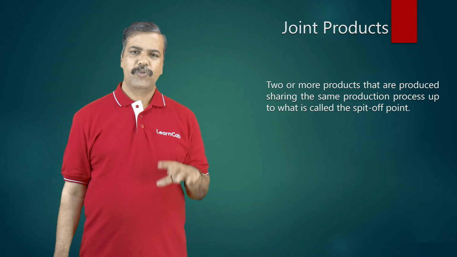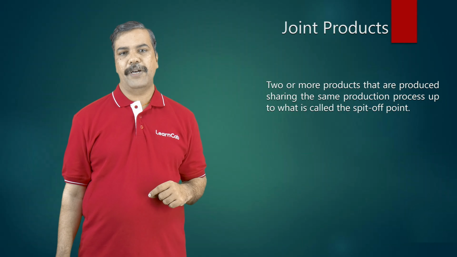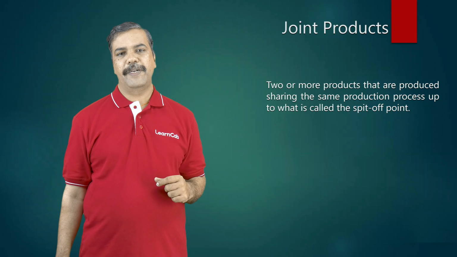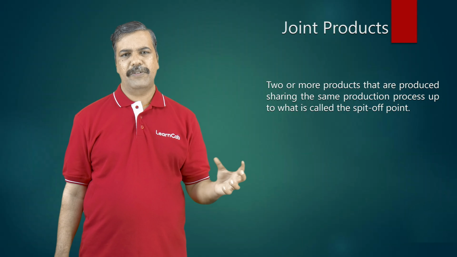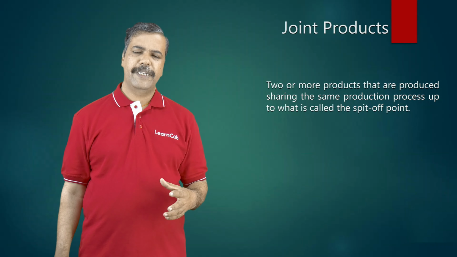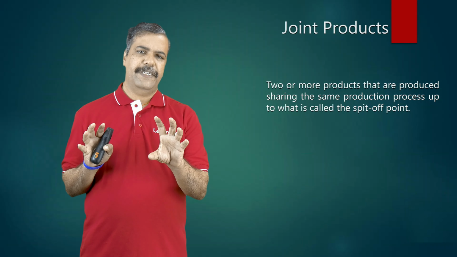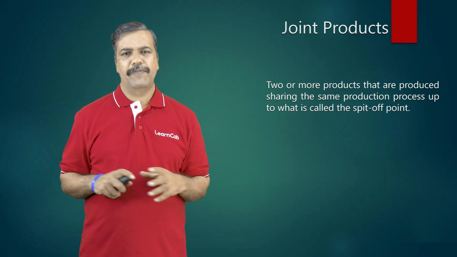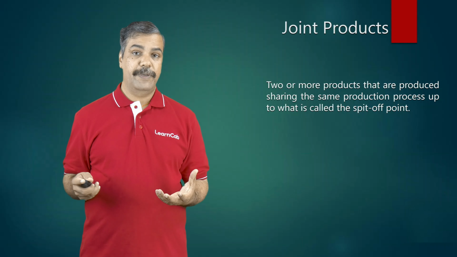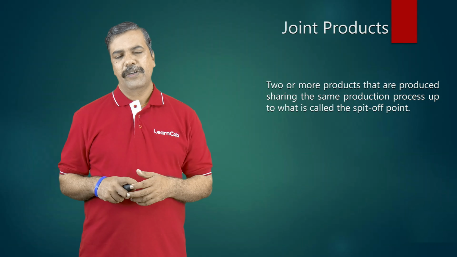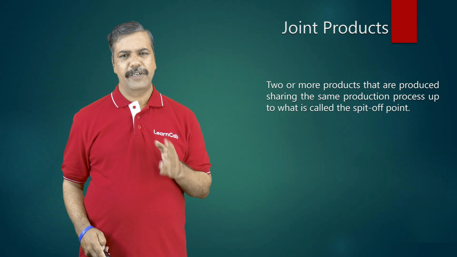So joint products are two or more products that are produced sharing the same production process up to what is called the split off point or separation point. It involves not only raw material but any other extra cost coming in that process. Everything will be incurred up to a certain stage. After that stage, post split off, different types of products emerge, and after that there is additional cost involved for each of the products. That is called post separation cost. We'll discuss only joint cost as of now.